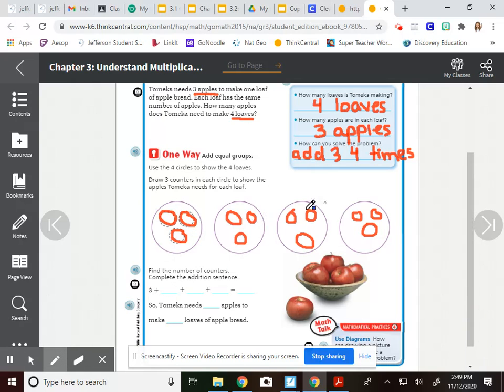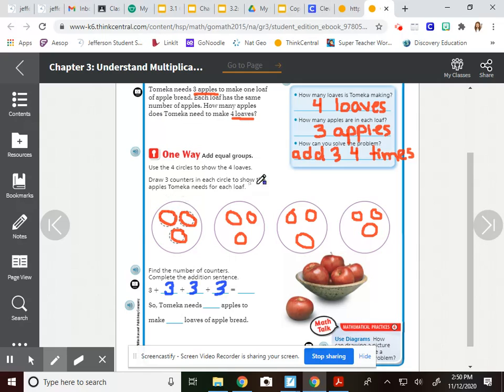Now, we've got 4 groups, 3 counters in each group. So we need to add 3 4 times. So what I would do on my own paper, and what the book does for you, is make 4 lines to show that's what I'm adding. So I would make 4 lines with 3 plus signs in between, just like the book did here. And what are we adding? What are we adding repeatedly? We're adding 3. So we have to do 3 plus 3 plus 3 plus 3.